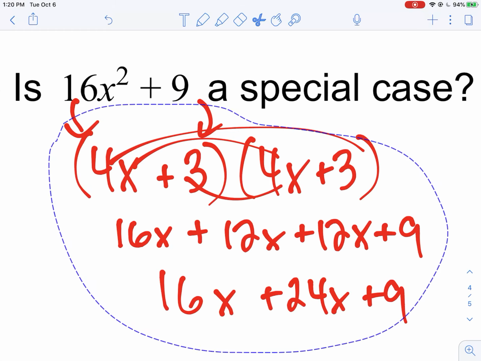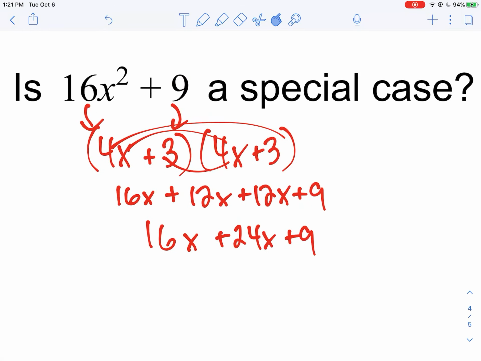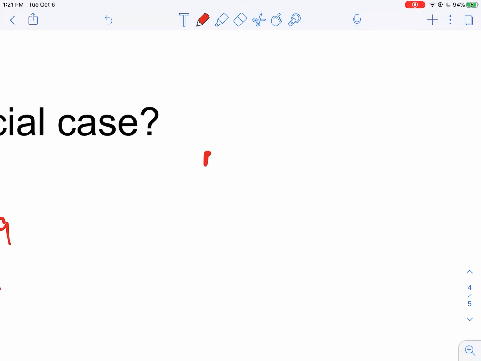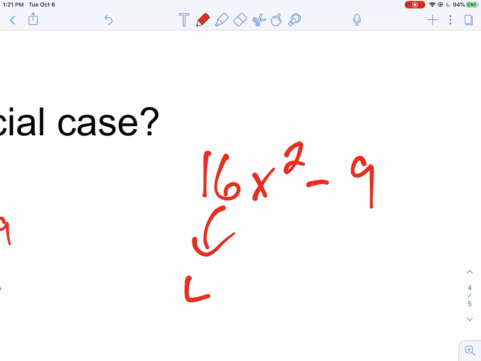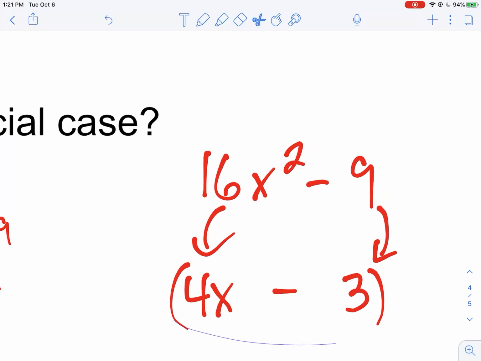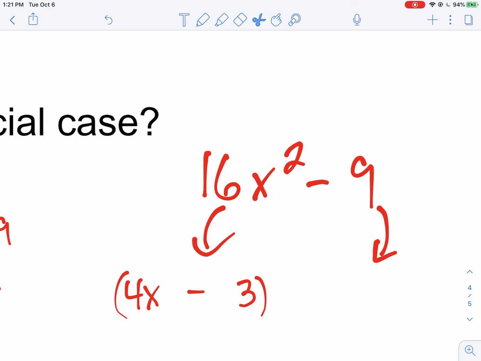It certainly is not. However, if we want to change something, we can make it one. If I did 16x squared minus 9, what would that look like when I factor it? Good. Using special cases, 4x, 3, 4x minus 3, but you're not done. Remember, you need to cancel out that term that would pop up in the middle, so you need the addition as well. 4x minus 3, 4x plus 3.